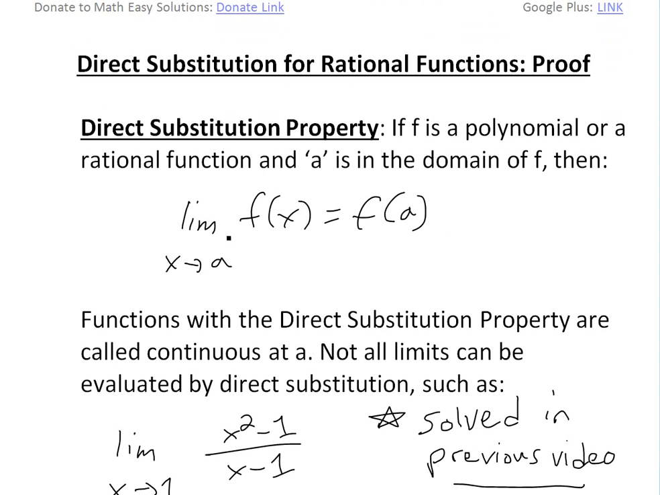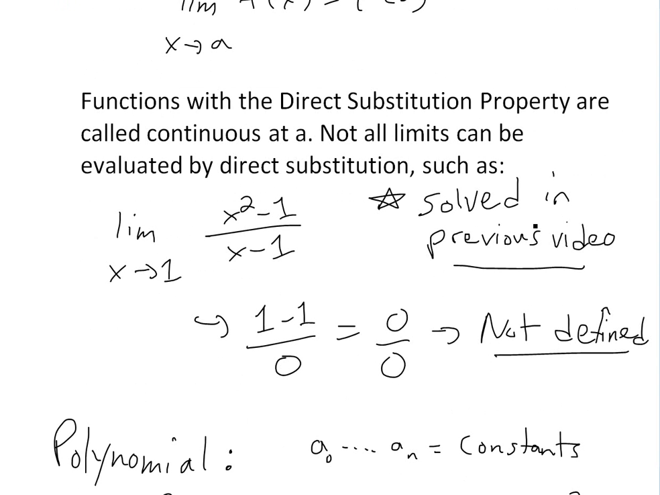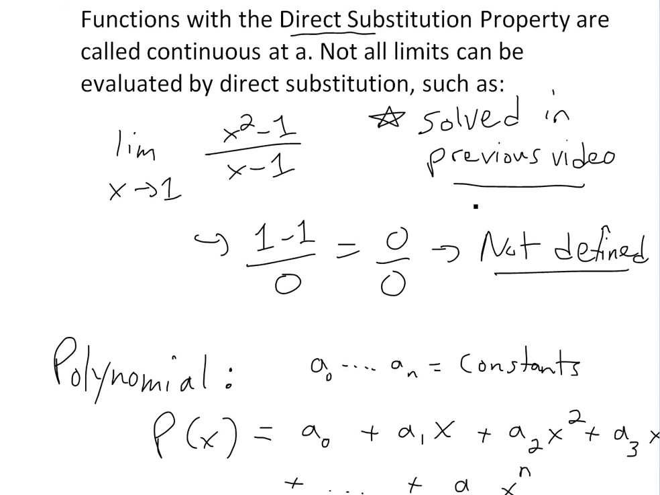So for any limit like this, you could just plug in x equals a and you'll get the limit. I also showed examples of this in my earlier video. Functions with this property are continuous at a, like I said above, it's defined. Not all limits you can directly substitute, such as this one here. You can't just put it in because you're going to get a division by 0 and that's not defined. See my video link below on how to solve limits like this.